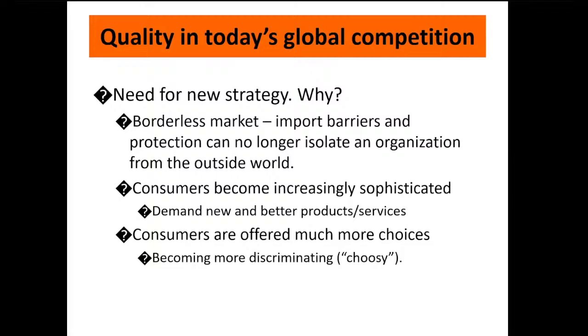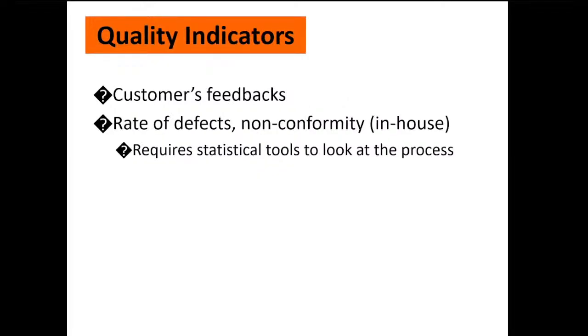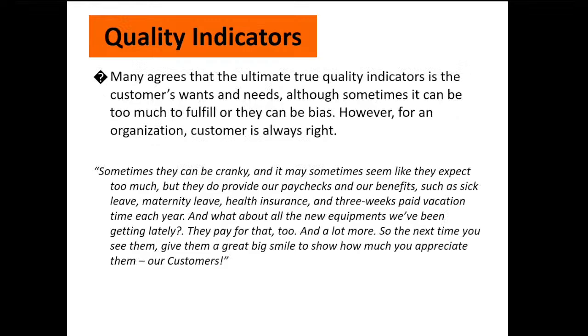So quality in today's global competition, we need to look into a borderless market, and nowadays consumers are becoming sophisticated. Consumers are offered many choices, so they become very choosy. We want more modernized products. Okay, so what is the quality indicator? It's customer feedback, or the rate of defects and non-conformity, which requires a statistical tool to look at. And this is a quality indicator. Many agree the ultimate true quality is basically what the customer wants.